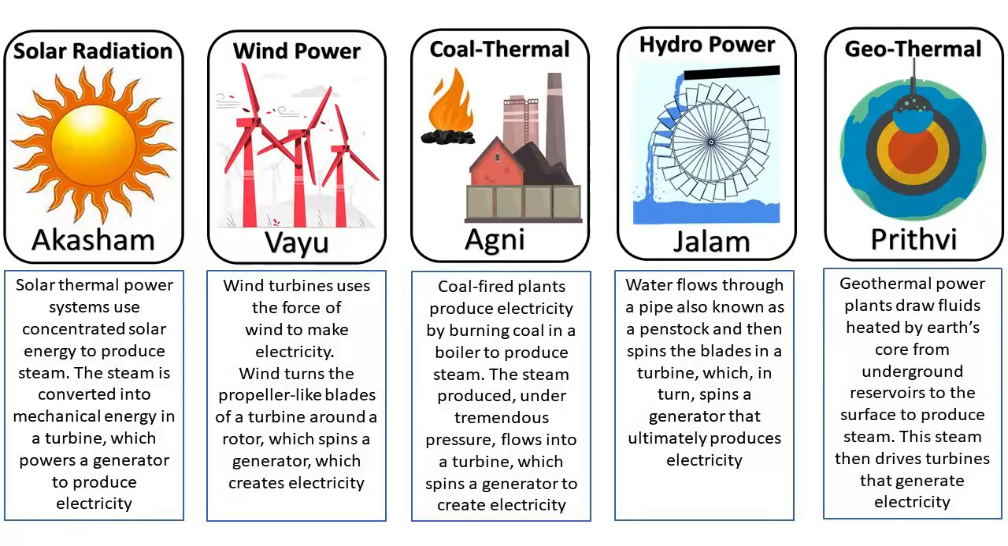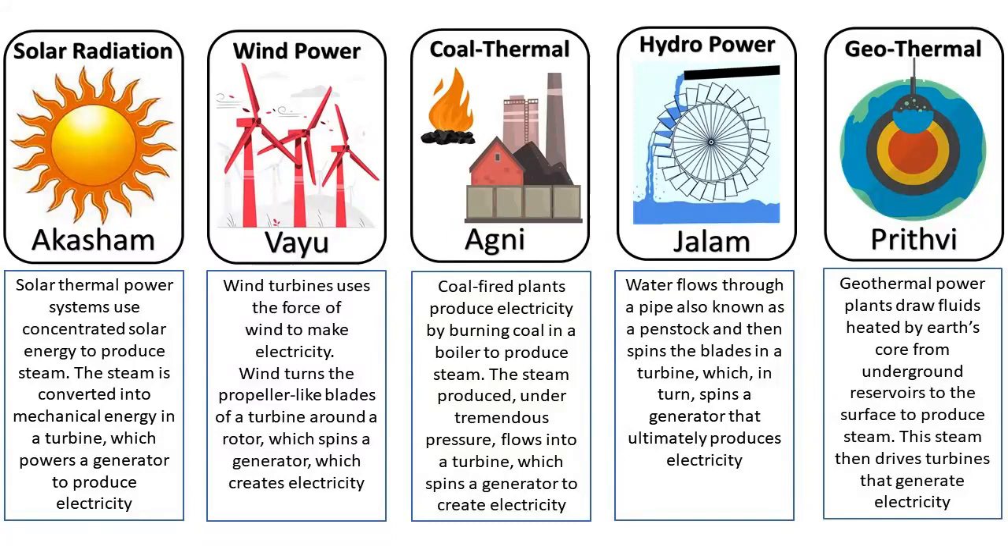Here, the water flows through a pipe under high pressure, usually from a reservoir or dam, and then the water spins the blades in a turbine, which in turn spins a generator that ultimately produces electricity. And finally, we have the geothermal power generation plants, representing the Prithvi element.